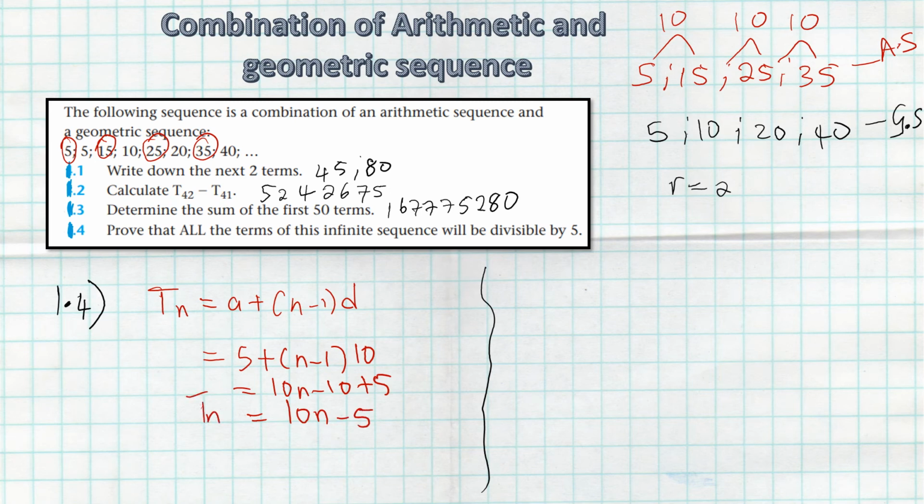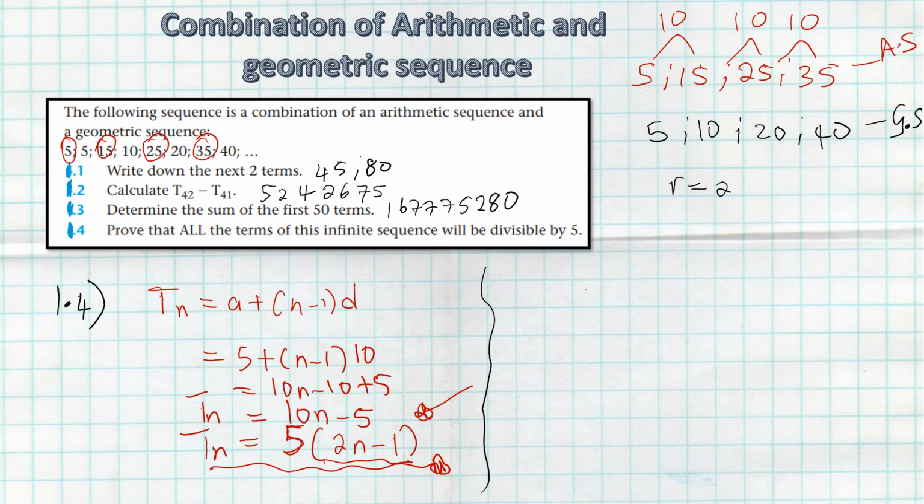This is our Tn, but we have to show them that all the terms will be divisible by 5. That is, you have to show them that this thing can be multiplied by 5, or 5 is a common factor. If we take 5 as a common factor, is it possible? We'll have 2n minus 1, right? So once you show them that Tn in that way, you are basically saying all the terms here, for any value of n, are going to be multiplied by 5. It means that all of them will be divisible by 5, right? Then that's how you prove.